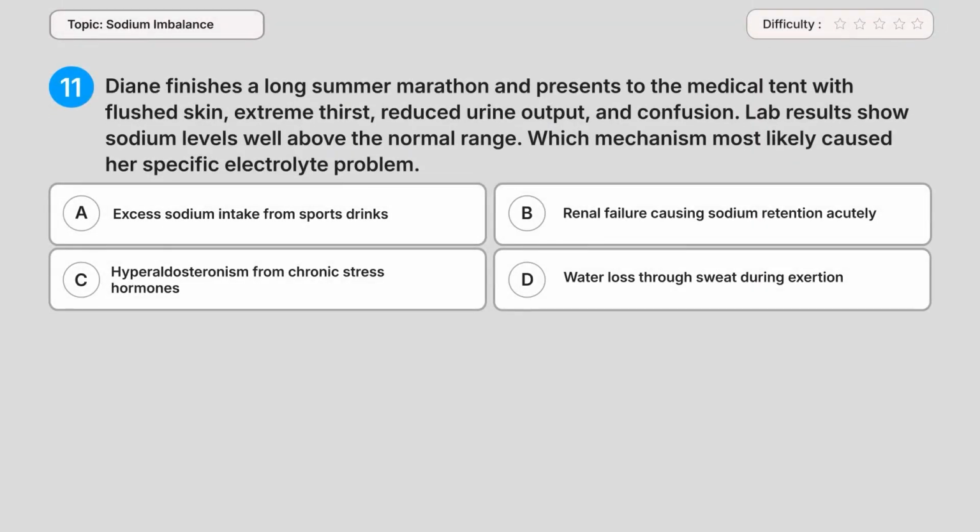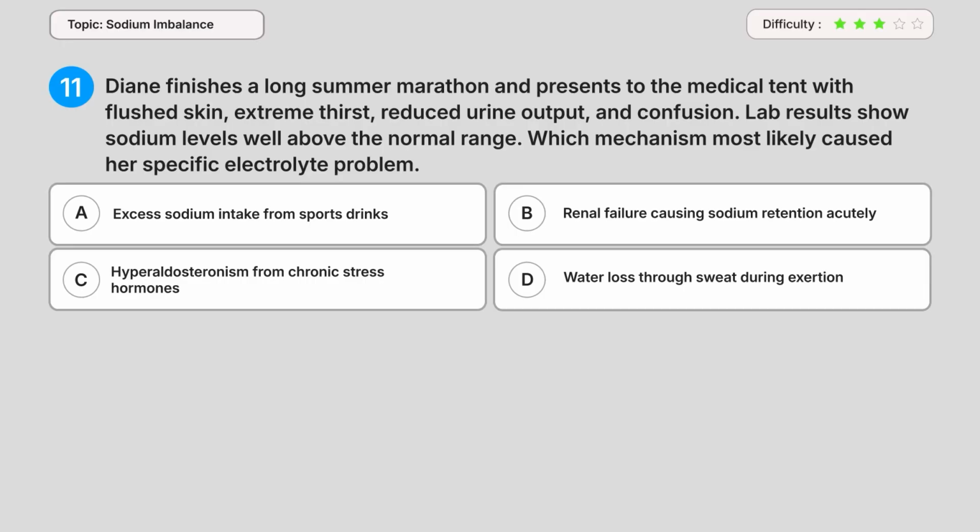Question 11. Diane finishes a long summer marathon and presents to the medical tent with flushed skin, extreme thirst, reduced urine output, and confusion. Lab results show sodium levels well above the normal range. Which mechanism most likely caused her specific electrolyte problem?